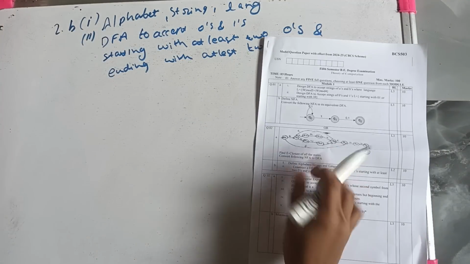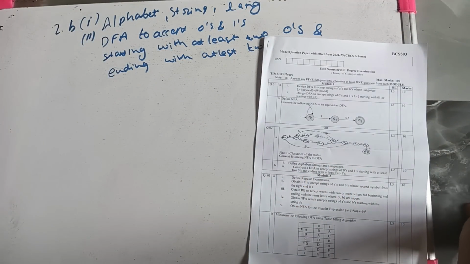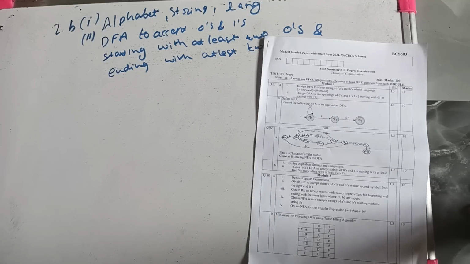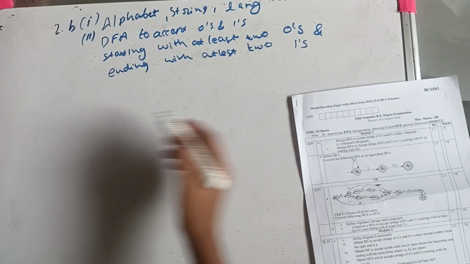Next one is 2B. First define alphabet, string, language. In both papers they asked the same, so just look at those. And next one is: construct a DFA to accept strings of zeros and ones starting with at least 2 zeros and ending with at least 2 ones.